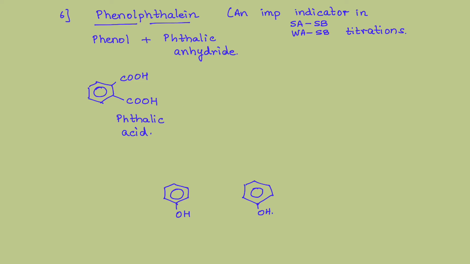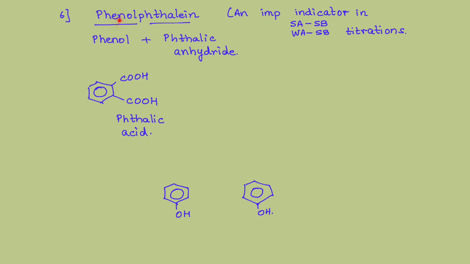Phenolphthalein, a very, very important indicator for strong acid, strong base, or weak acid, strong base titrations in the laboratory. And hopefully now with the schools opening up, you will get a chance to do these titrations in the laboratory. Phenolphthalein is a very interesting acid-base indicator. Can you tell me what changes phenolphthalein undergoes in acidic and basic medium? Now let's see how phenolphthalein is prepared in the laboratory.